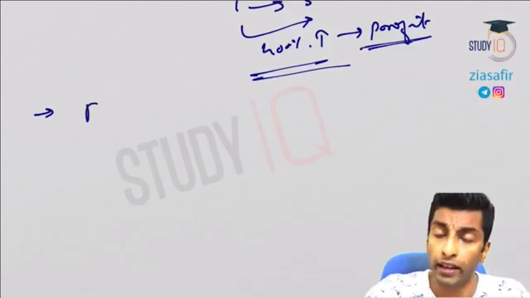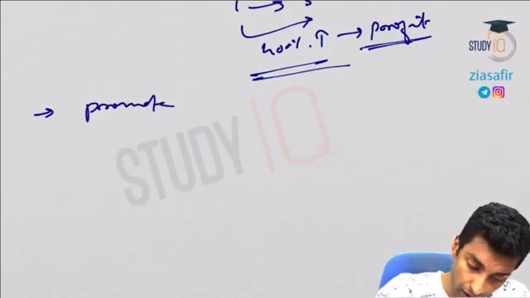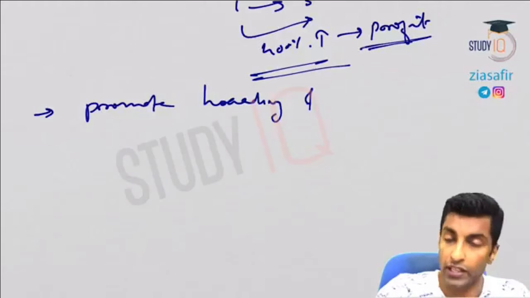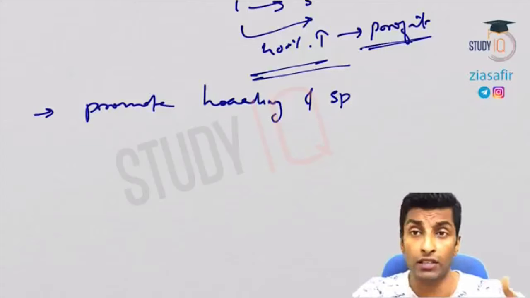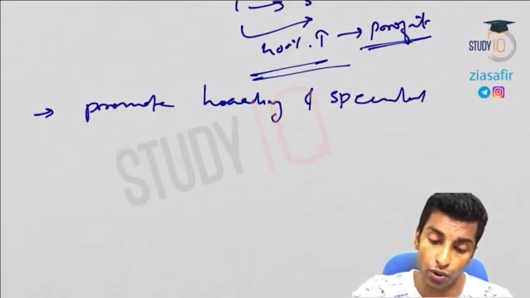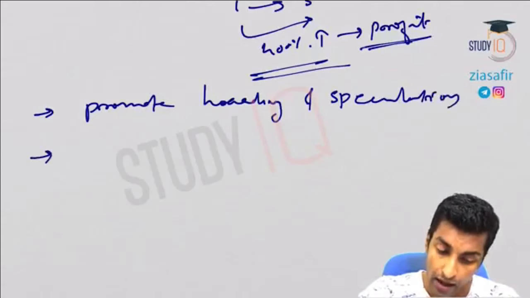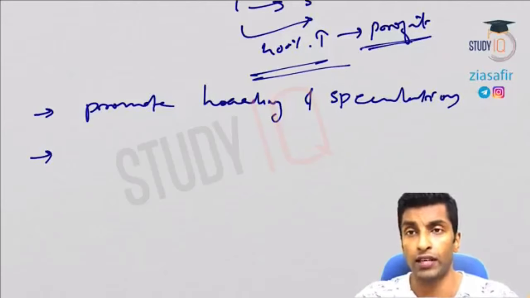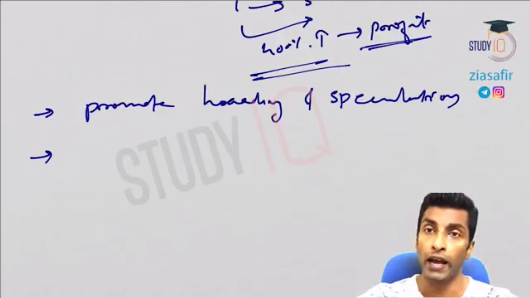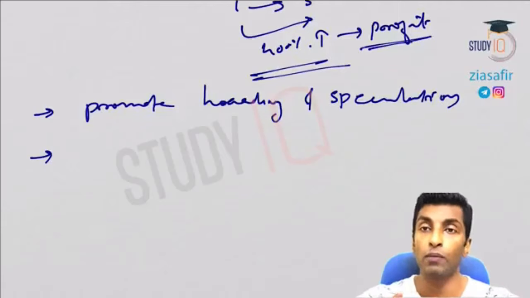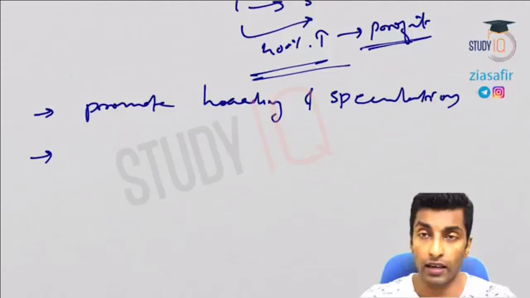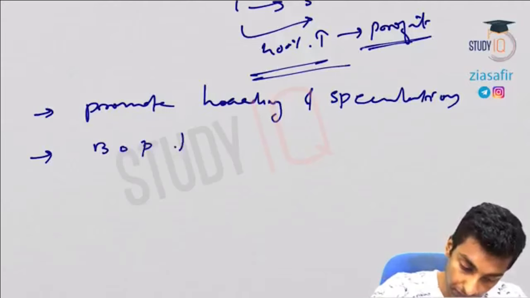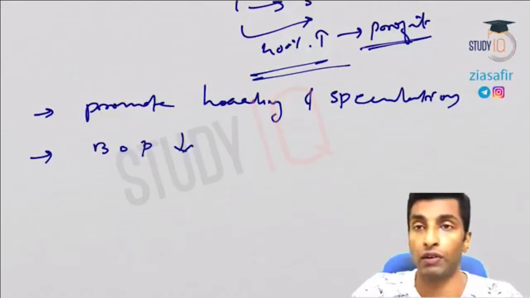Then it promotes hoarding and speculation, because there is an expectation that the prices will rise still further. And obviously it deteriorates the balance of payment situation, because when inflation is there you have to import more and you will export less. So less export, more import affects the current account and also totally the balance of payment situation. BOP situation will be compromised.